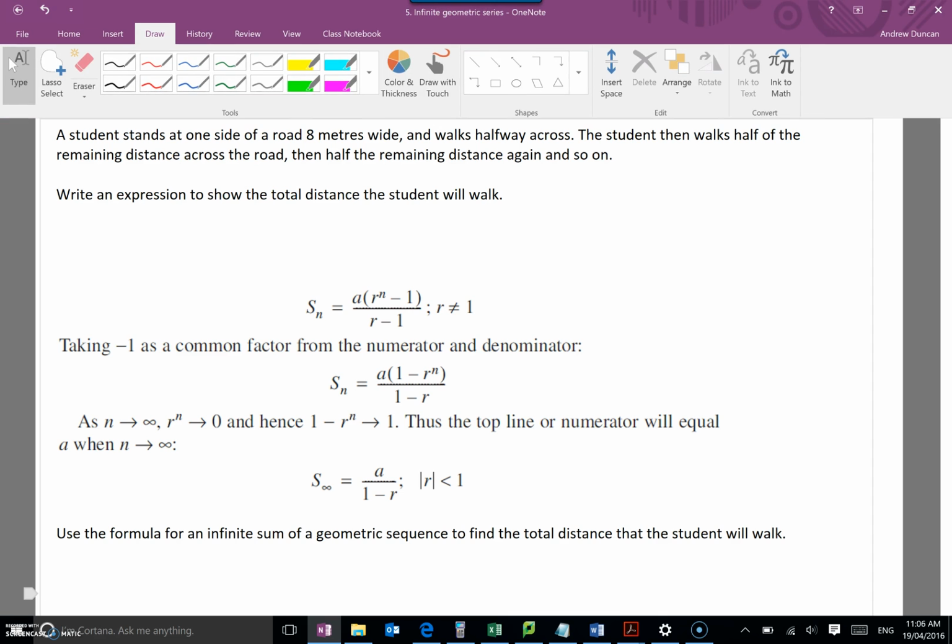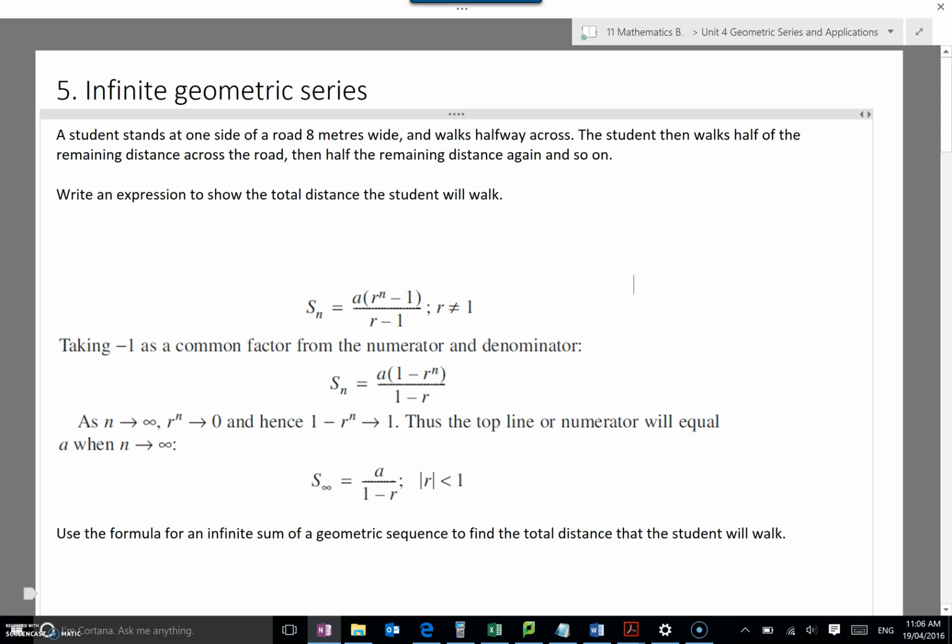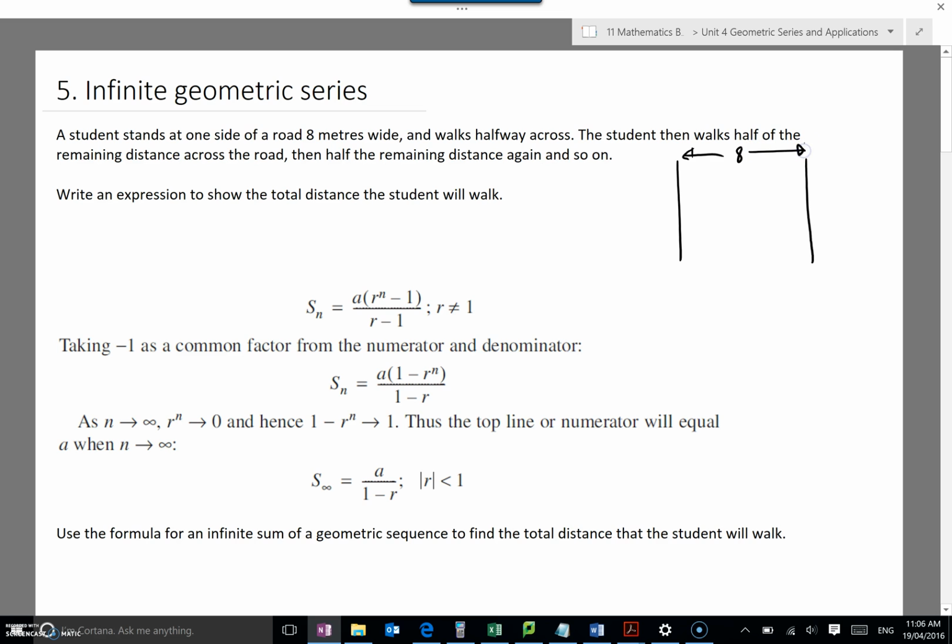A student is standing at one side of a road that's 8 meters wide, and he walks halfway across. So let's draw a little picture of this. Here's the road, 8 meters wide. He starts on this side and walks halfway across. He gets there. The student then walks half of the remaining distance across the road. So he'll go halfway and then he'll go halfway of the remaining distance. Then half of the remaining distance, and so on, going half each time.